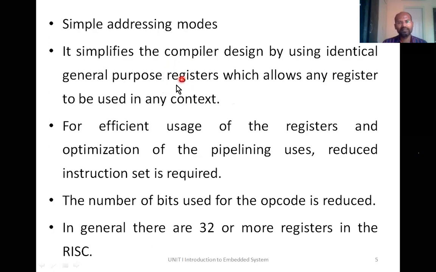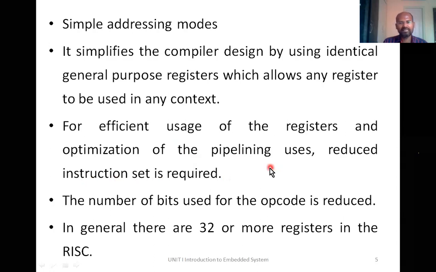We have different modes of the processor. At that time we will understand these things. Next, for efficient usage of the registers and optimization of pipelining, a reduced instruction set is required. If you want to implement pipelining, you need hardware. To implement pipelining easily, the criterion is for the instruction set to be very small.